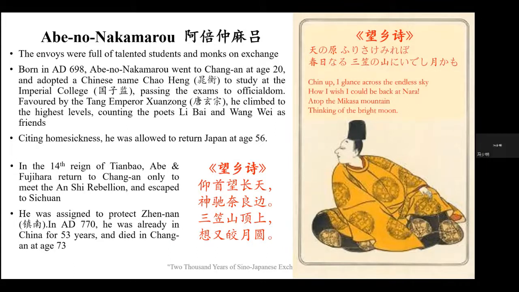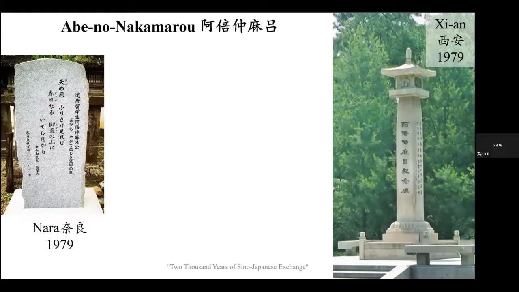During the 14th reign of Tianbao, Abe and another friend Fujihara returned to Chang'an only to meet with the Anshi rebellion, and they escaped to Sichuan. He was then assigned to protect Zhennan. By 770, he was already in China for 53 years, and he finally died in Chang'an at the age of 73. So now in the city of Nara, in 1979, a monument was erected to Abe no Nakamaro, as well as in the city of Xi'an, which also made the same memorial to him.